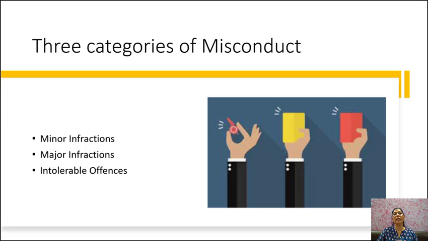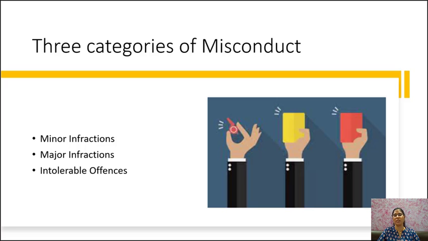Now let us see the three categories of misconduct based on the severity of the consequences flowing from indiscipline or misconduct. They are divided into three categories. First is minor infractions. These refer to actions which cause either no harm or very little harm. Carelessness, wage garnishment, and negligence are some of the examples of minor infractions. Yet, accumulation of these may become serious in due course of time.